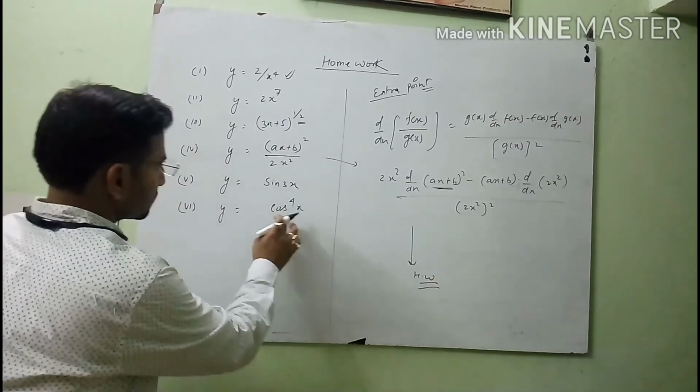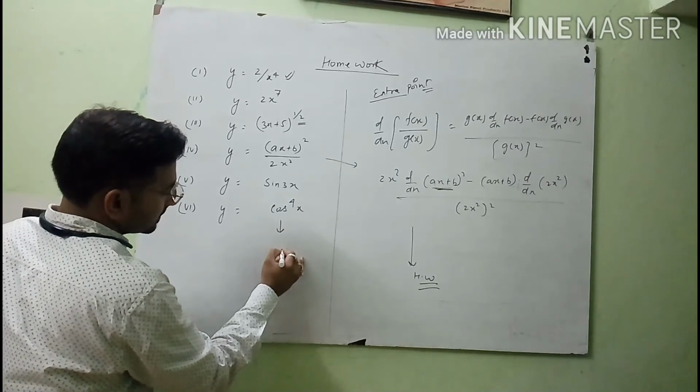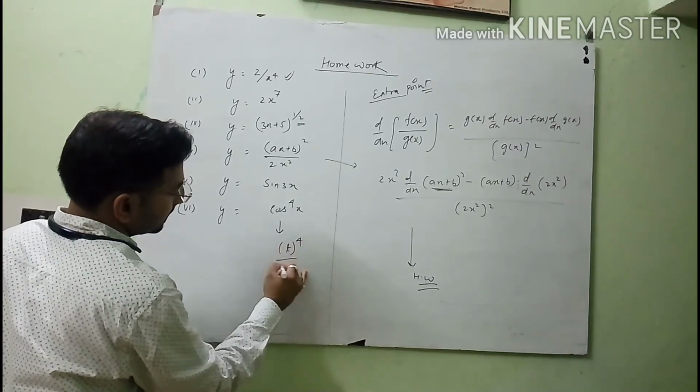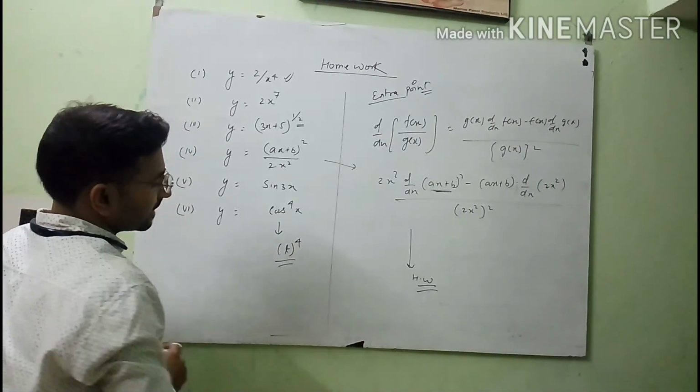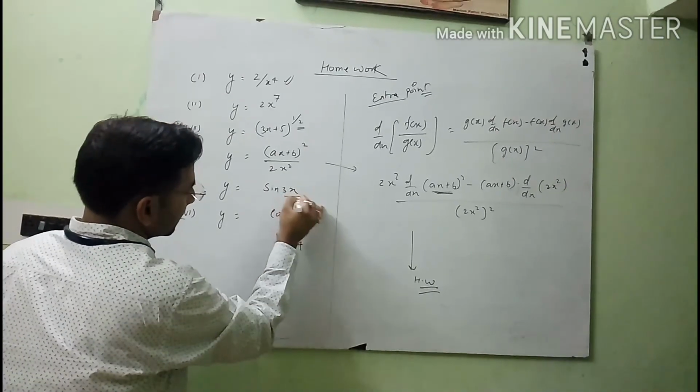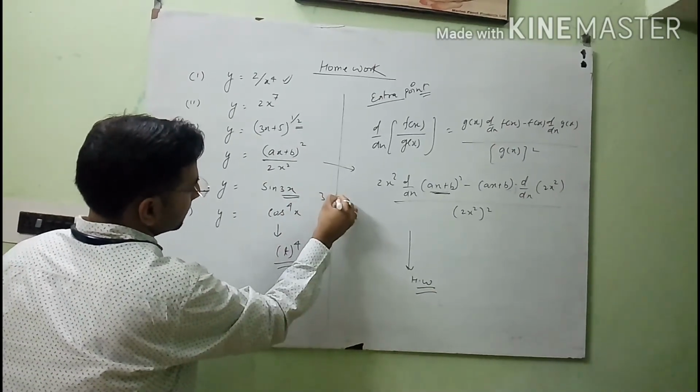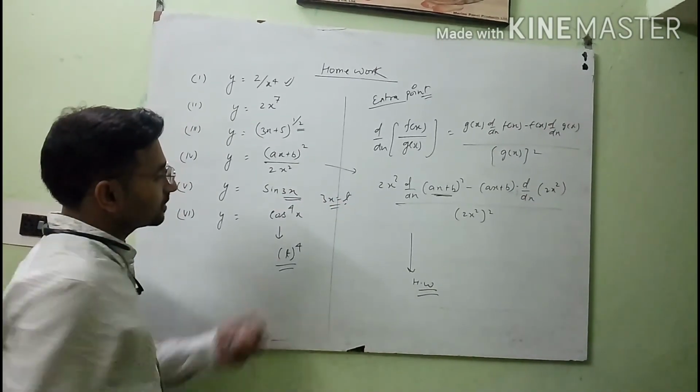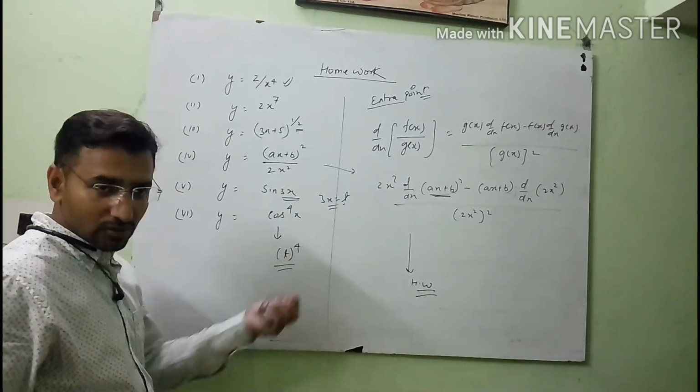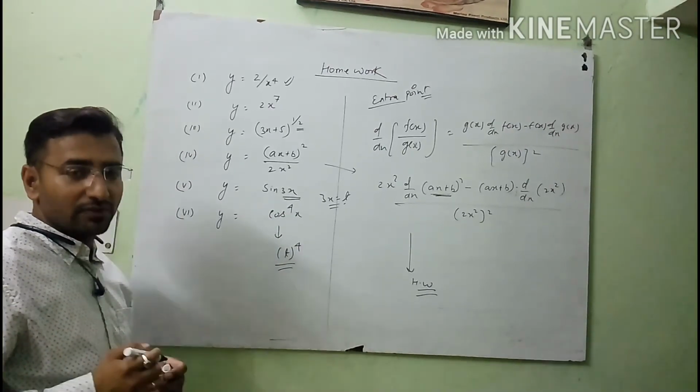So this question is also simple. You can consider cos x equals t. This is again t square. So again on the same pattern, by the substitution method you can solve it. Again here also you can consider 3x equal to t. By using the substitution method you can solve this question the same way as we have solved the previous ones.